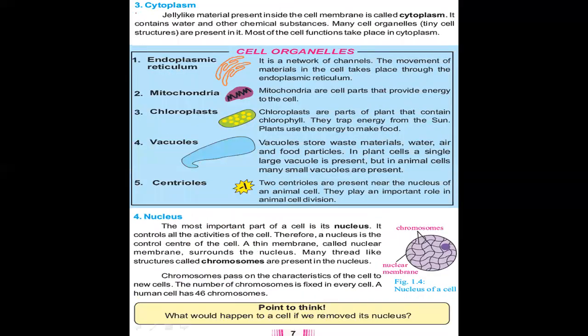Its third part is cells. We are studying cell structure, and the first one is cell wall, the other one is cell membrane, and the third structure is cytoplasm. So cytoplasm is actually jelly-like material which is present inside the cell membrane, that is called cytoplasm.